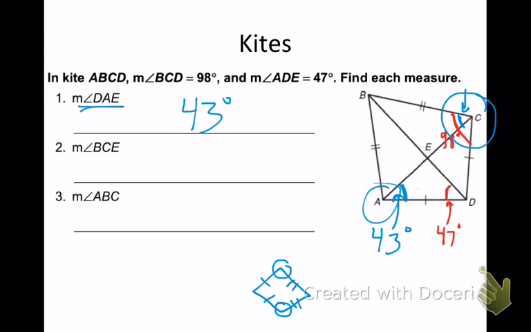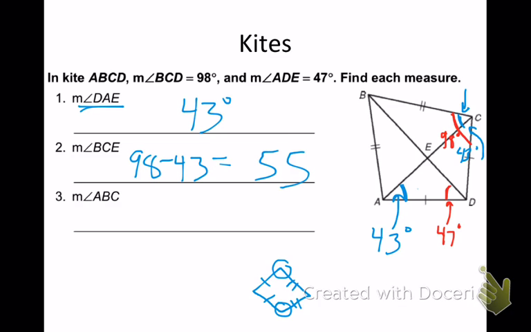Yeah, alternate interiors. So, if this one is 43 degrees right here, because this one is 43 degrees, it has to be the same over there. I could do 98 minus 43, and when I do that, angle BCE comes out to be 55 degrees.